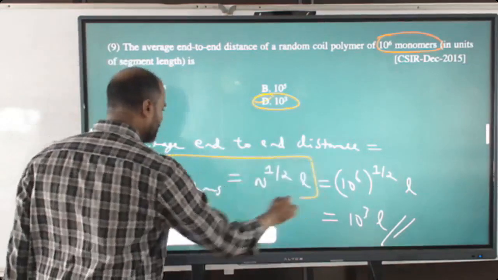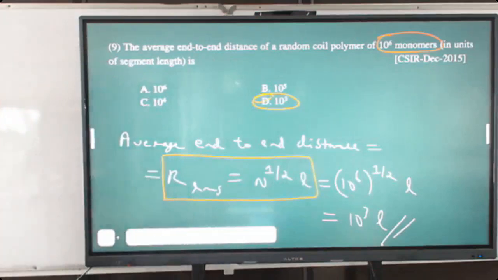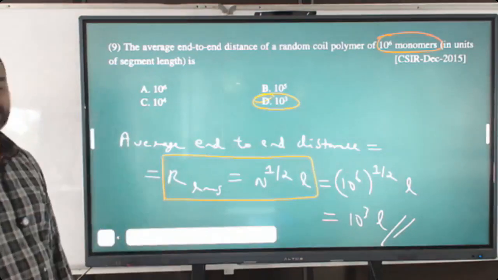That is n raised to 1 by 2 into L. That's it. Option D, 10 to the power of 3. Option D is the correct answer. Somewhat easy. Most commonly the questions from this topic are easy. Just you have to learn some equations by heart.